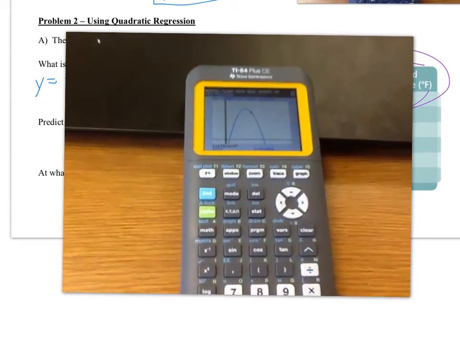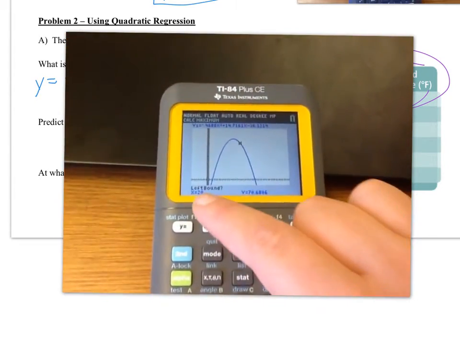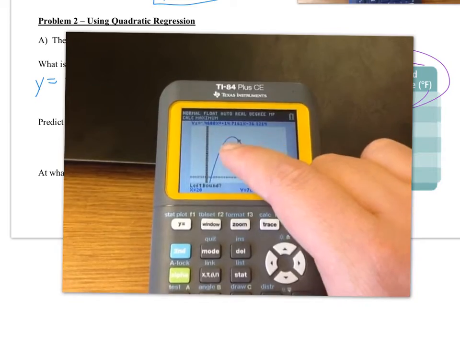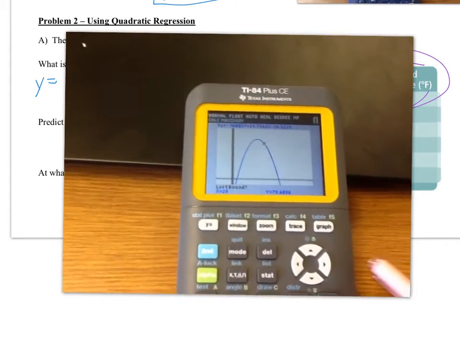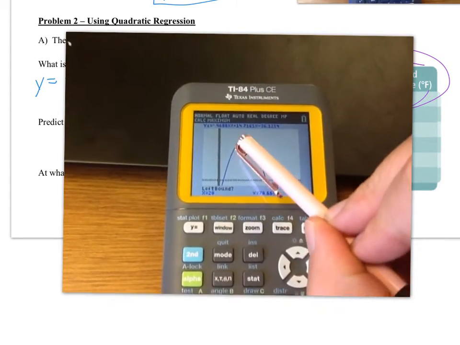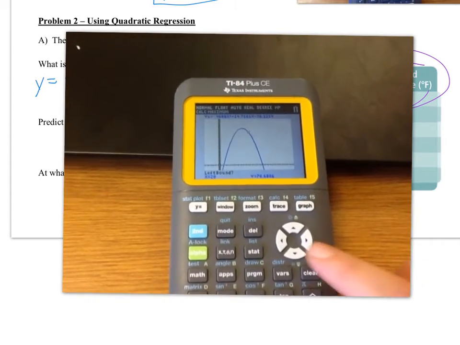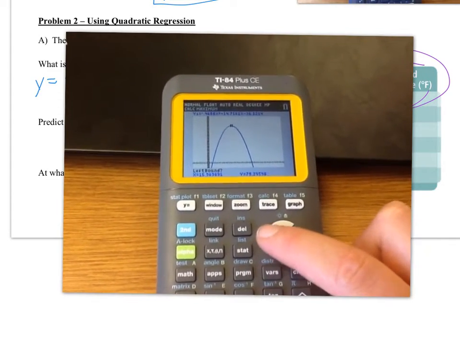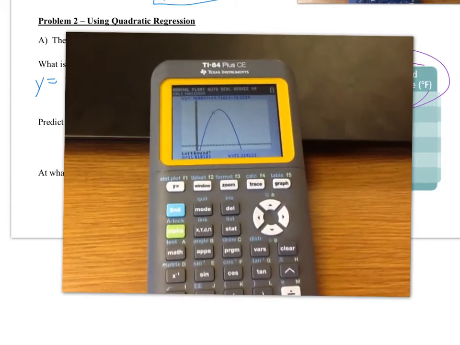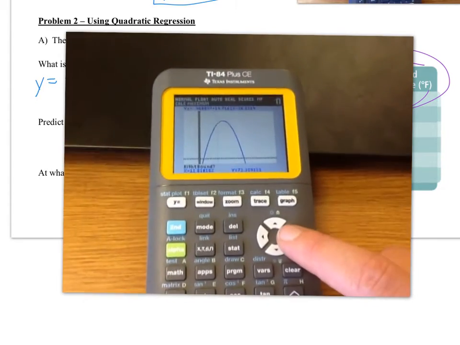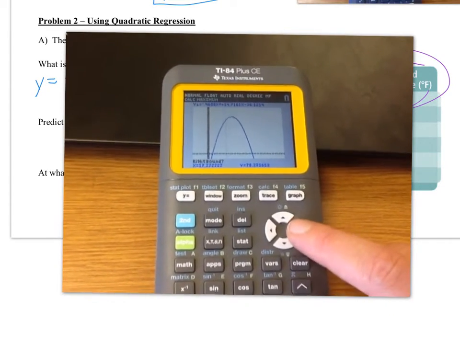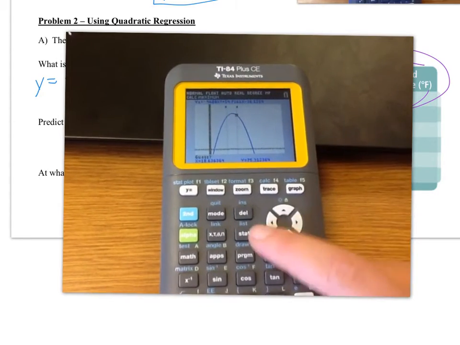This is where I follow the directions on my calculator. It says left bound. That bug right now is on the right-hand point of the point I'm looking for. So I have to move my bug so it's on the left-hand side of the maximum point. So anywhere on the left-hand point, push enter. Now it says right bound. So now I'm going to move way over here. Push enter. Now it says guess.